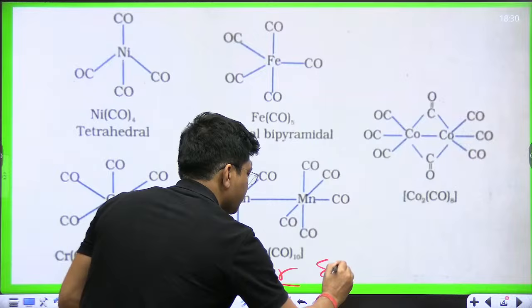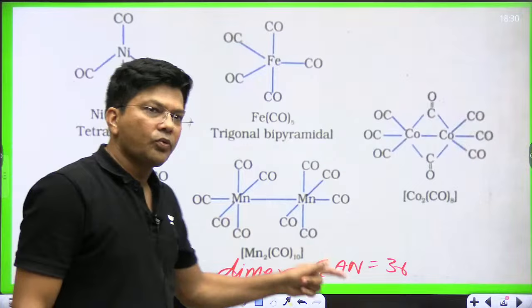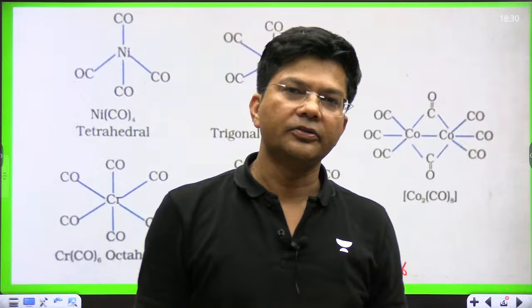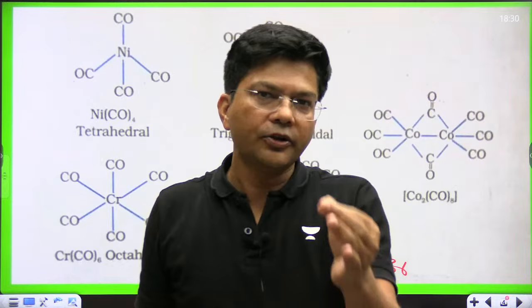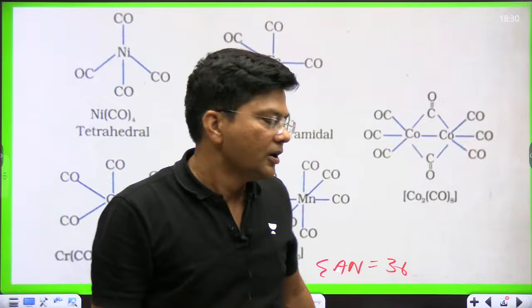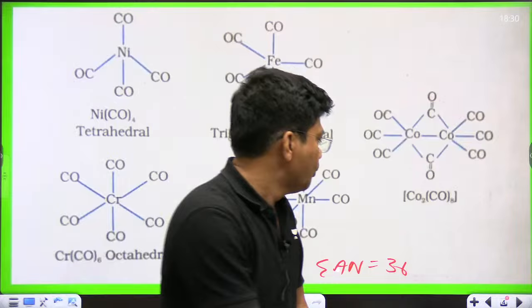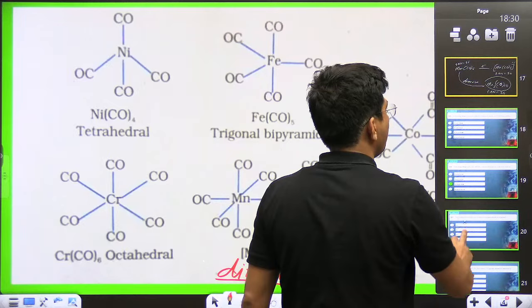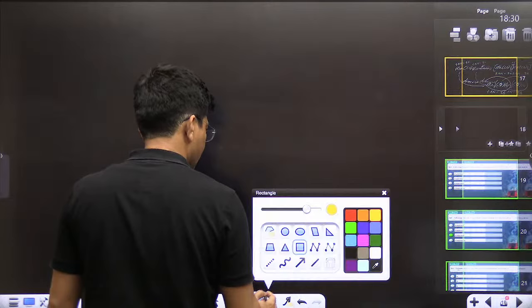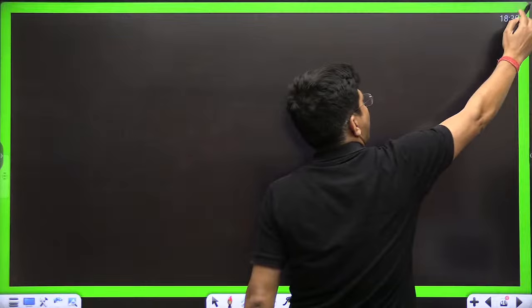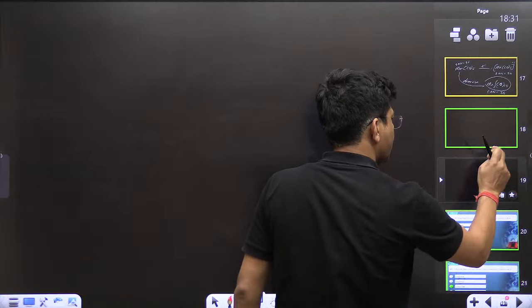How many of you are interested to calculate? Now its calculation has two methods. One, just formula. Another one, visualization. How many of you want to know the visualization method? Its effective atomic number, how to find out through visualization? Now see, kids, in the dimer form, just see to it. First of all, everyone do let me know one thing.